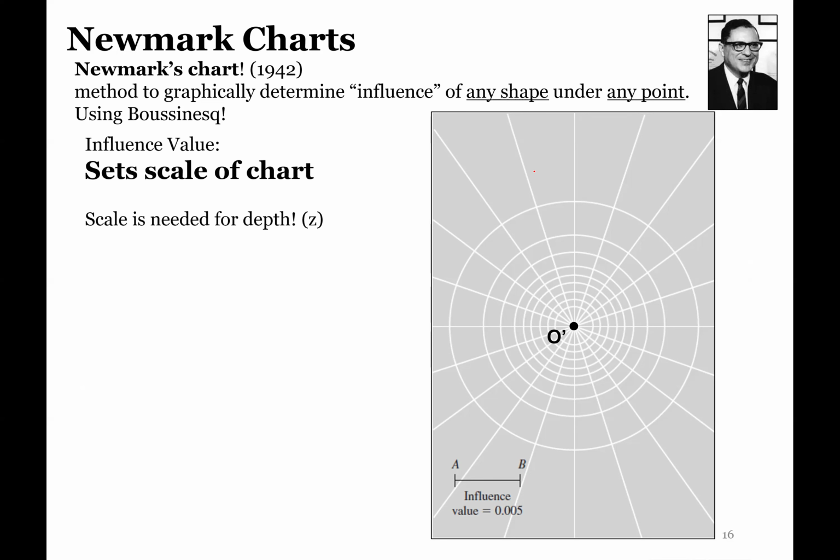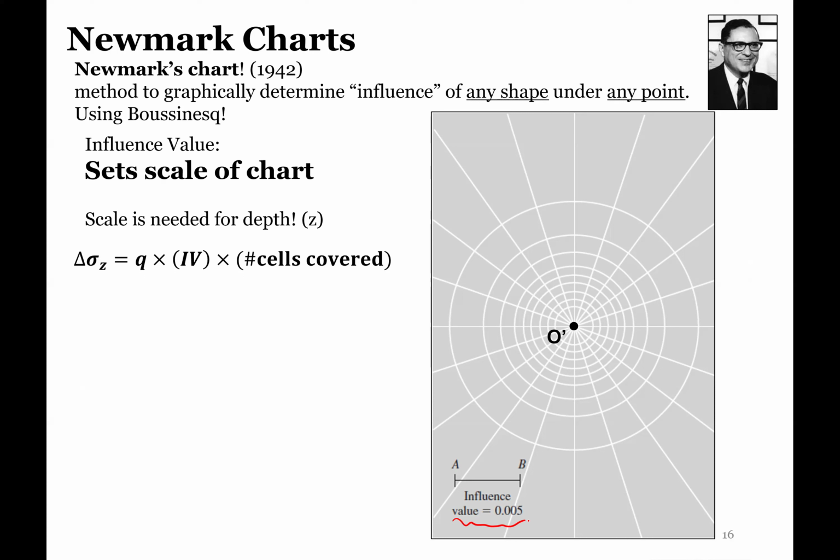So first, it sets the scale of the chart. This is the important thing. That scale is needed for depth. So this is going to be the Z depth. This point A to B is going to be the Z depth. So how we find this delta sigma Z is we have that Q value from the loading, and now we multiply it by the influence factor of the chart. Each chart you see has a distinct influence factor that's already predetermined based off of the scaling and how the chart was drawn.